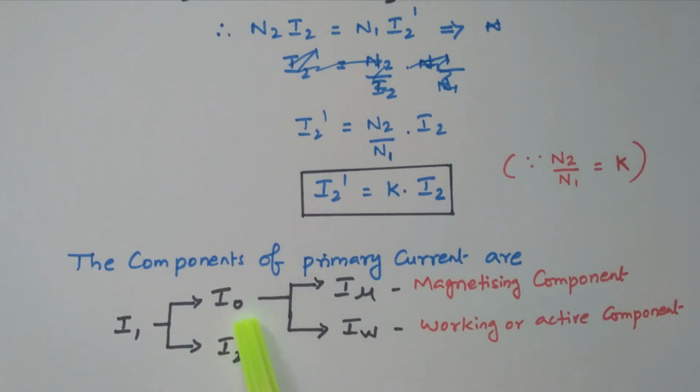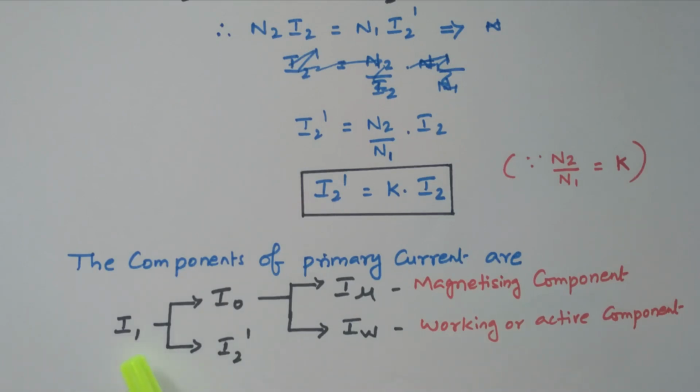What is this I0 during the no load condition? Like this for the magnetizing. Also it is having two components. One is the magnetizing component I mu, and another one is IW, the working component, called the iron loss. Some amount will be lost, that is called a working or active component, or otherwise called the iron loss component.